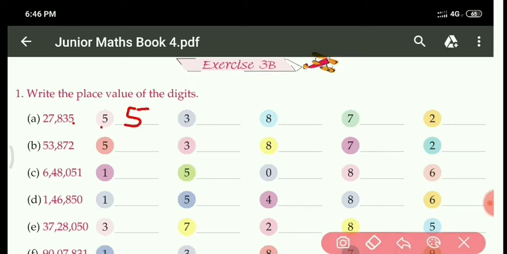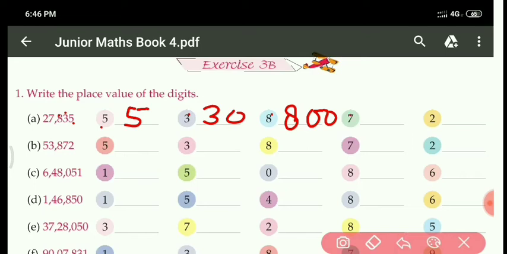Look at the place of the next number. 3 is given at the tens place. So 3 tens are equal to 30. Okay. Next, 8, it is given at which place? 100 place. So place value of 8 will be 800. And as I told you, in 100 how many 0 are there? 2 zeros. And 1000 will have 3. 10,000 will have 4 zeros.